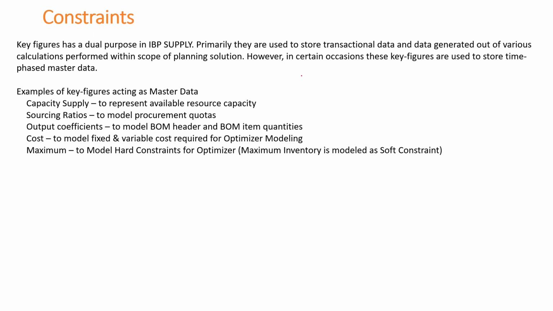So here, the crux is that some key figures are used to store time phased master data. For example, capacity supply, we have seen this. Capacity supply is actually an attribute of the type integer and part of the master data called location source. There you maintain a static value of 24 hours, or some 6 lakh seconds, etc. But if you want to have a time phase to it, you can make it a time series indicator, and maintain it.